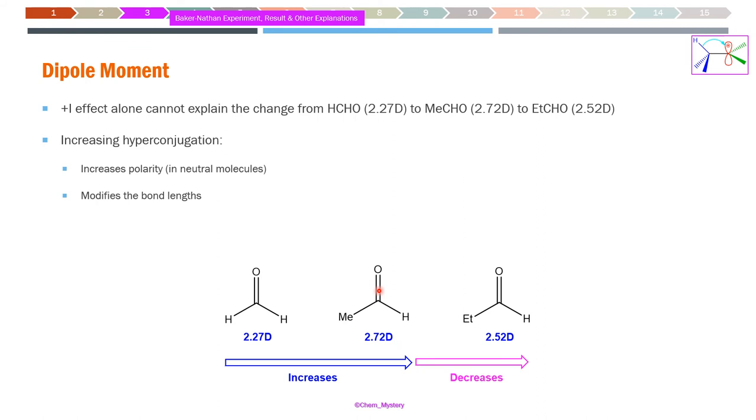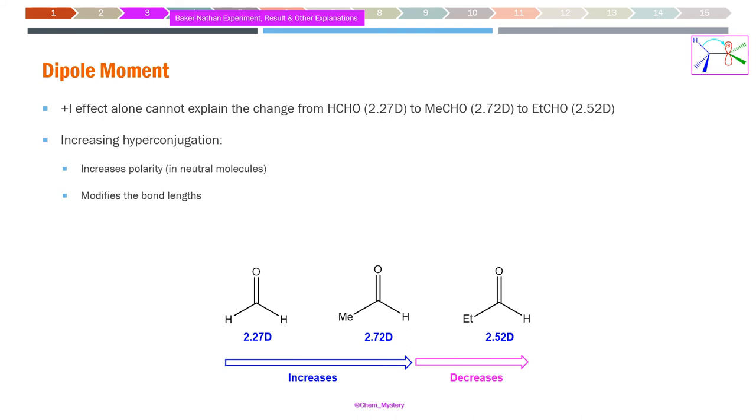This is basically modifying the bond length as well over here. This is modifying the polarity as well here. That's the reason why we are getting this kind of change in the values of the dipole moment, that is, increasing first, and then it is going to decrease. This is something for which we definitely need hyperconjugation to get it explained.